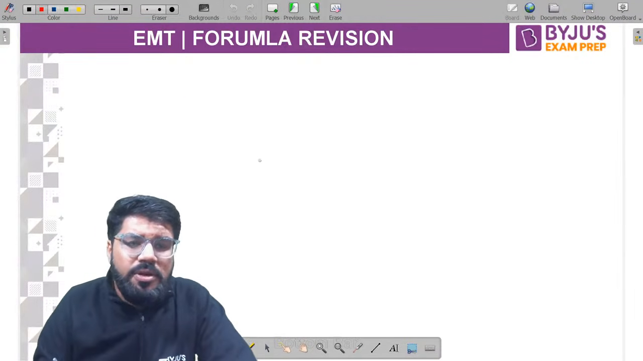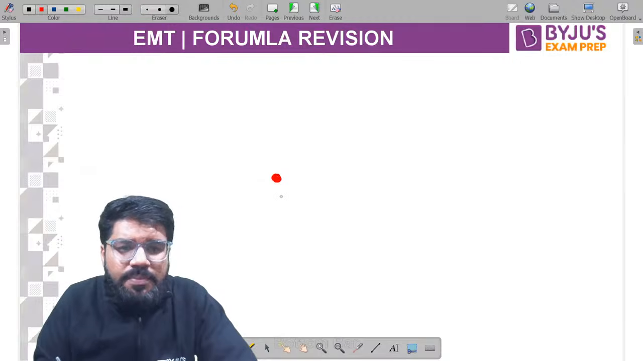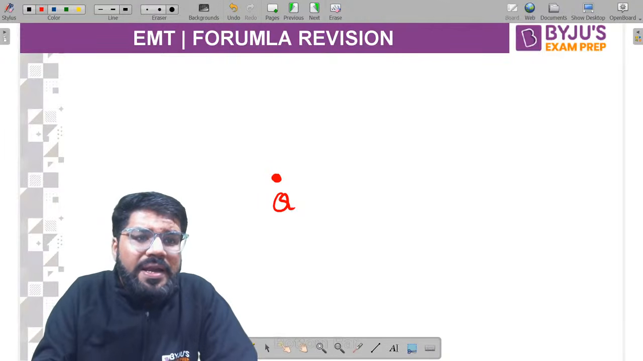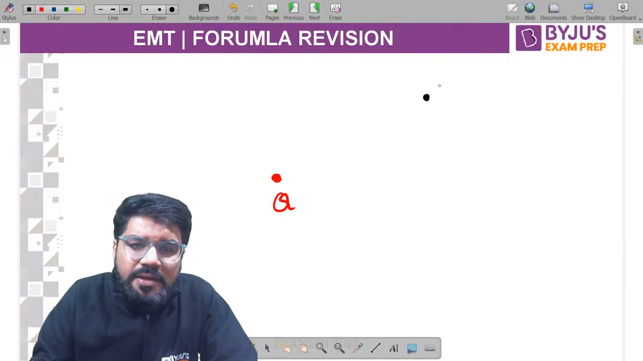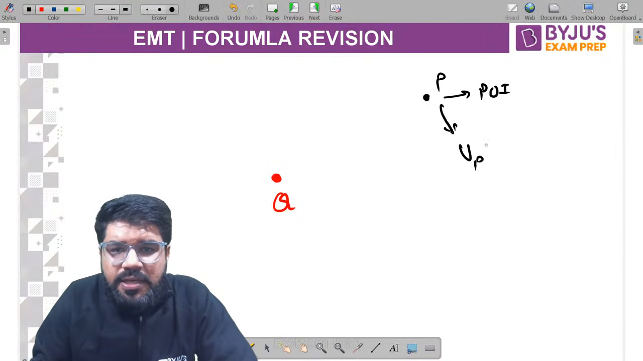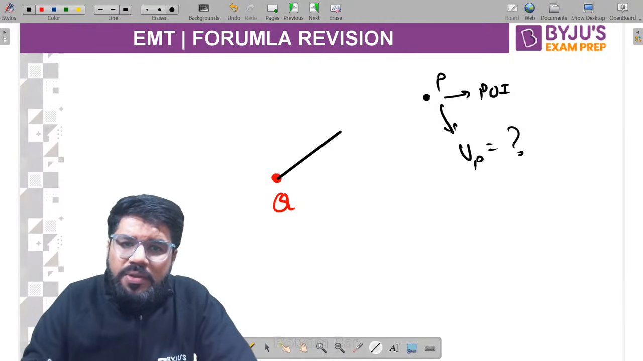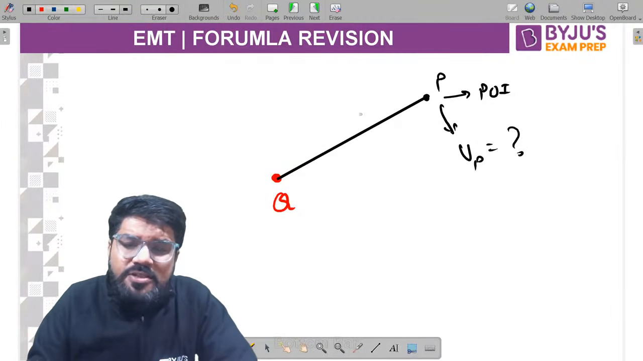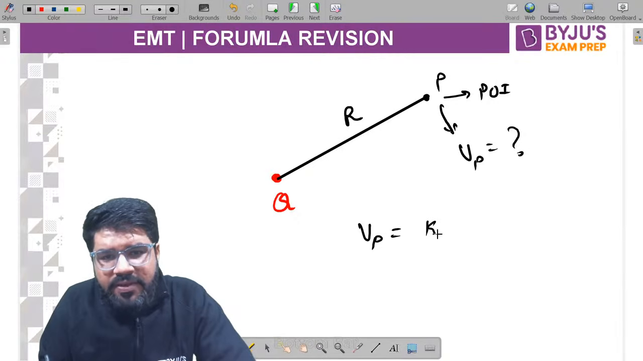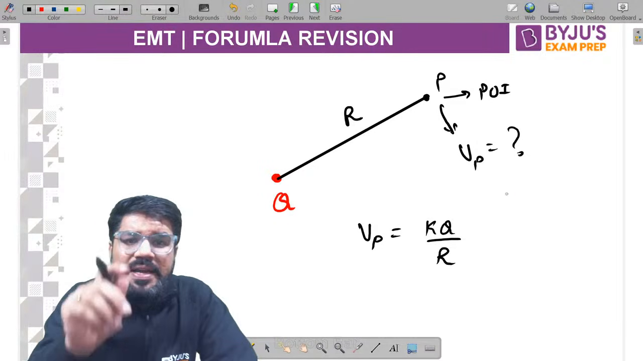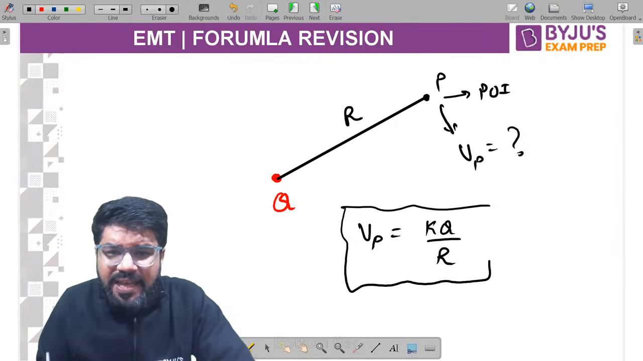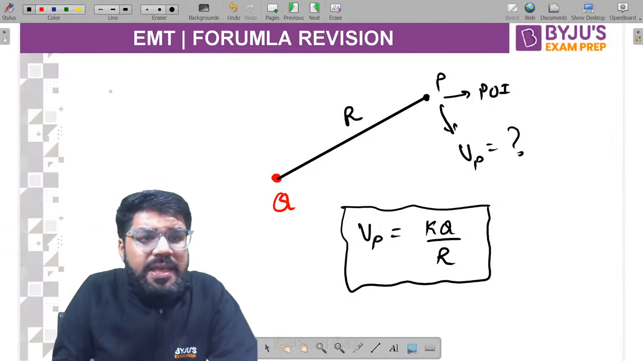So how do you actually calculate? Let us understand with a simple picture. Suppose this is the point charge Q, and you are interested in measuring the potential at this point P, my point of observation. Potential being a scalar quantity, you only need the distance of the point from Q, and the potential at the point P is simply given by the formula KQ by R. This is again a very important and expected question area.